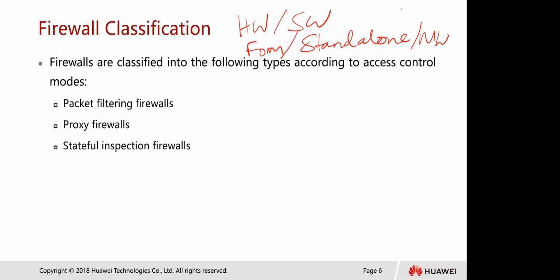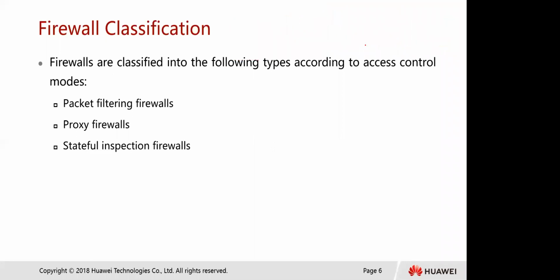So classification is by protection object. We are saying it can be classified either by hardware or software, or by form, whether it is a standalone or a network firewall. In general, the most popular classification method is the access control method, and we are going to be looking at it in the next few slides.